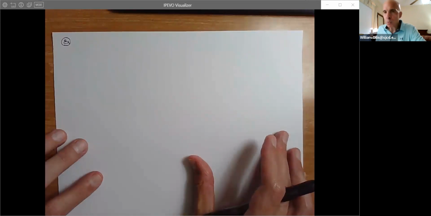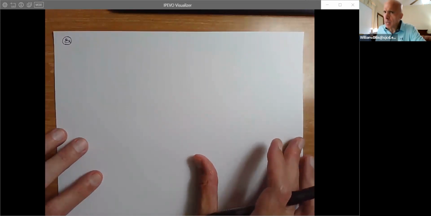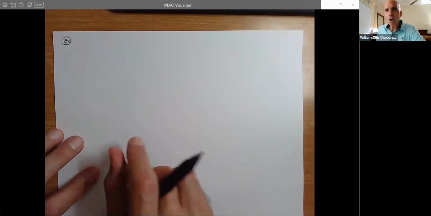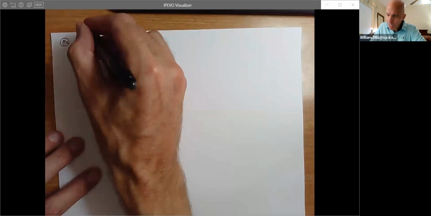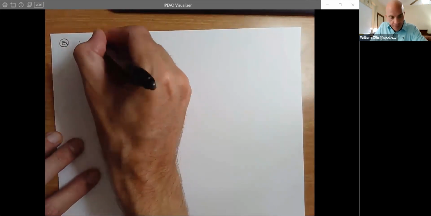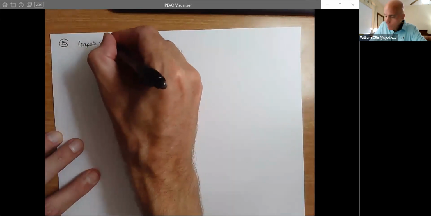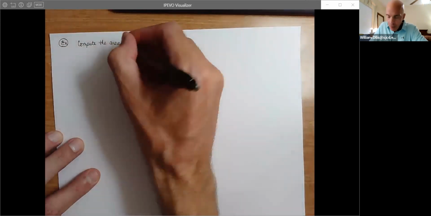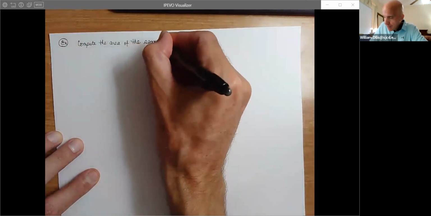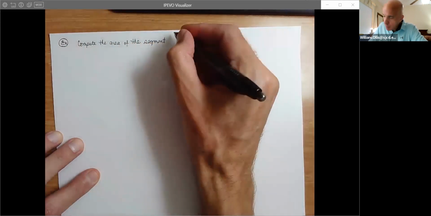Now, here's what we want to do. This is a good example. It says compute the area of the segment of a sphere. So we're going to revolve part of a circular arc to get part of a sphere, so to speak. I'll say more about this. Compute the area of the segment of a sphere.